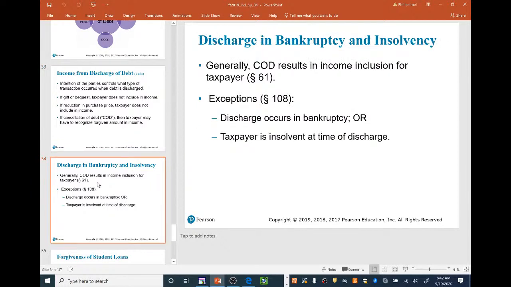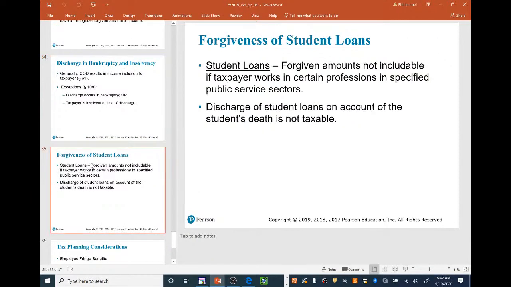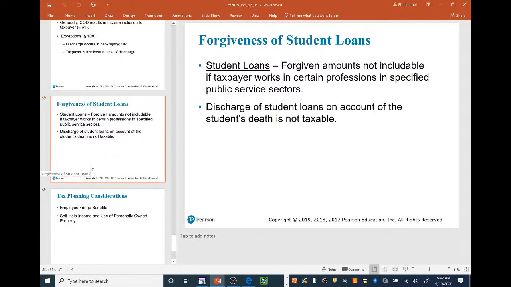So once again, we've talked about some of these exceptions here. Discharge occurs in bankruptcy, taxpayers insolvent at discharge. Once again, forgiveness of student loans. Forgiven amounts are not includable if the taxpayer works in certain professions and specified public service sectors.